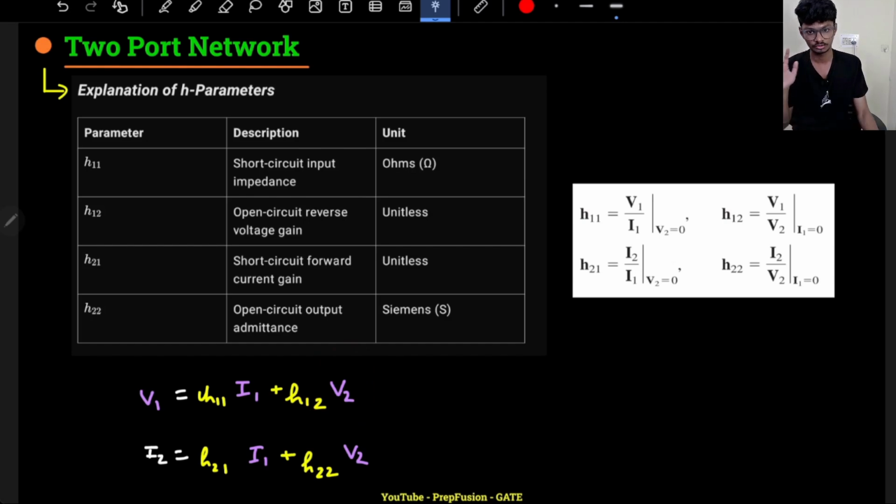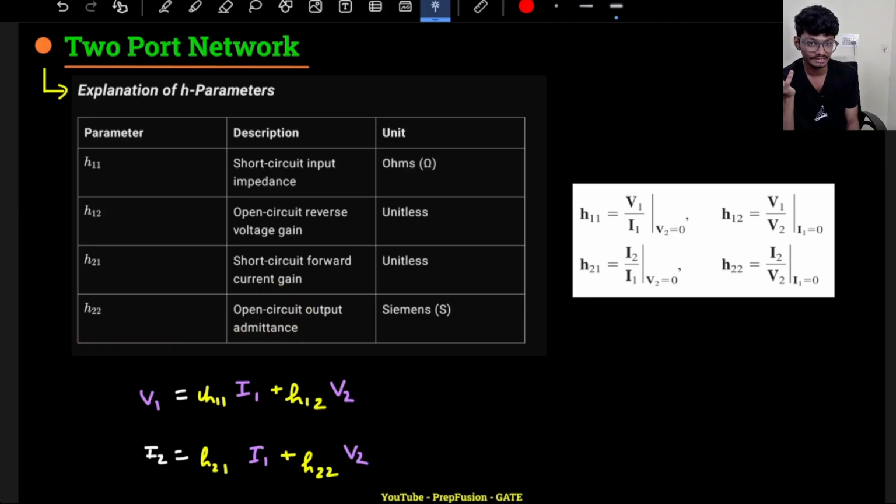I hope you understood this point. These are the names, basically not that important. Why open circuit reverse voltage gain? Because it is a ratio of voltage, and reverse voltage gain because I am taking V1 upon V2, and it is open circuit because the current I1 is 0. Here again it is short circuit forward current gain because it is a ratio of currents, and short circuit because the voltage is 0. And H22 is the open circuit admittance because it is the ratio of I2 by V2, and of course the current is 0, that's why it is open circuit. These things are very simple.